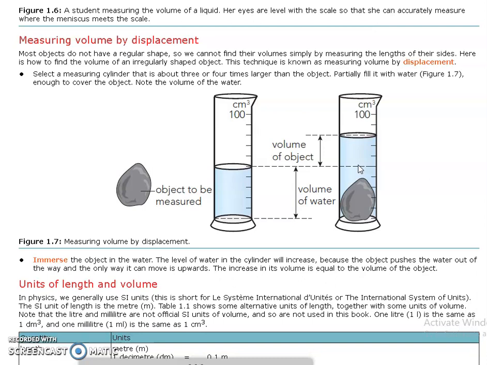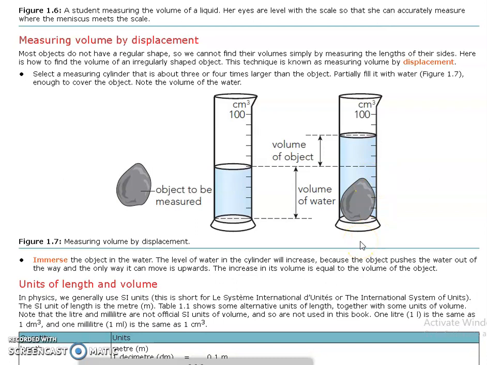Here, this will be the volume of the water plus the irregular shaped object, V2. To get the volume of this irregular shaped object, we have to subtract V2 minus V1. We subtract these two volumes, and then we will get the volume of the irregular shaped object.